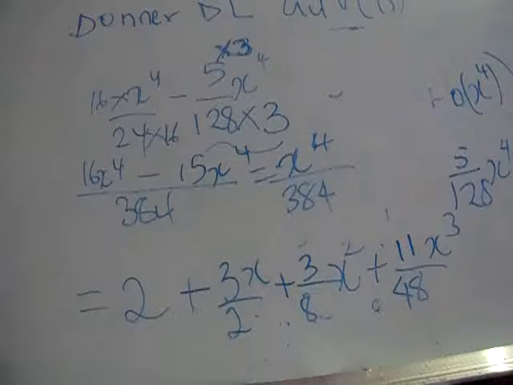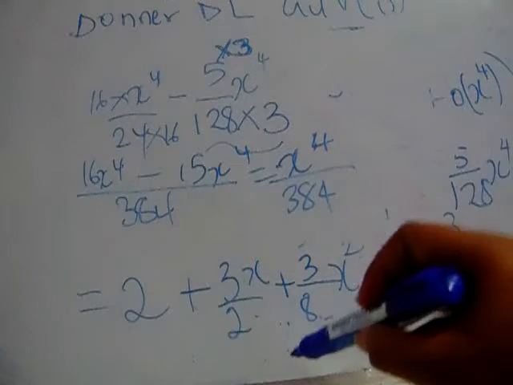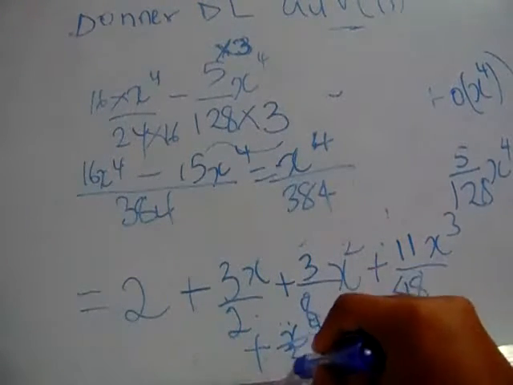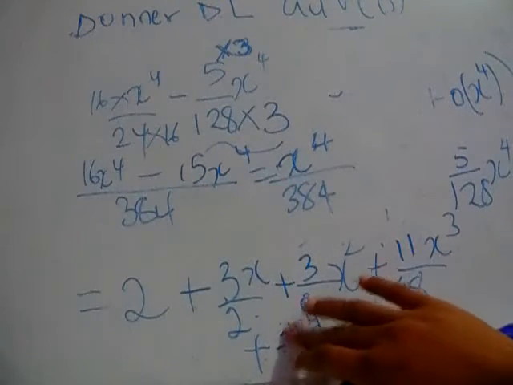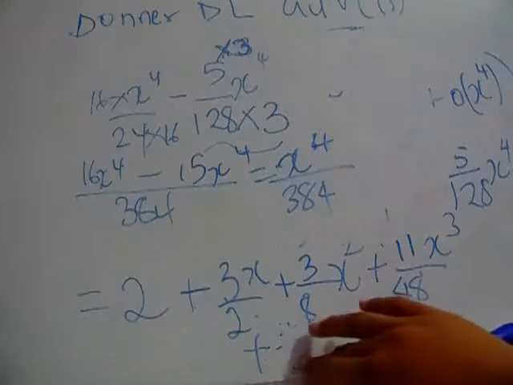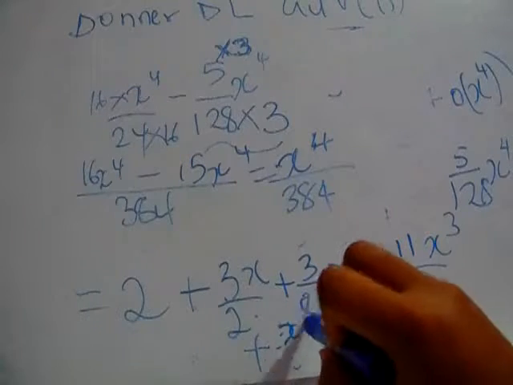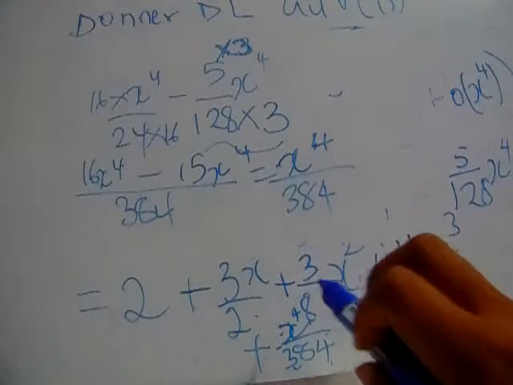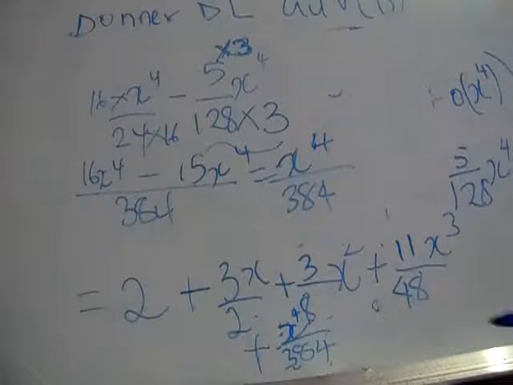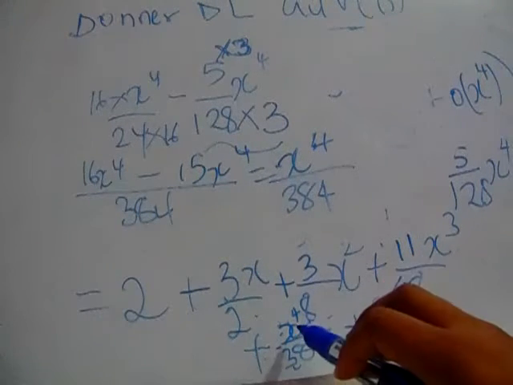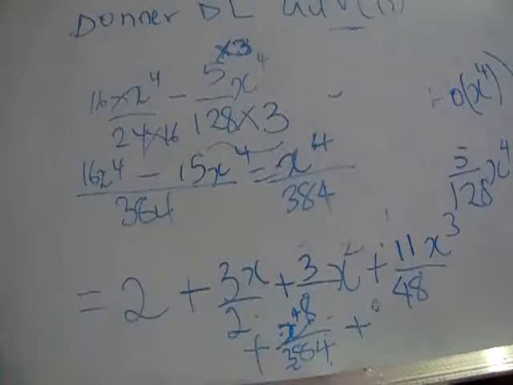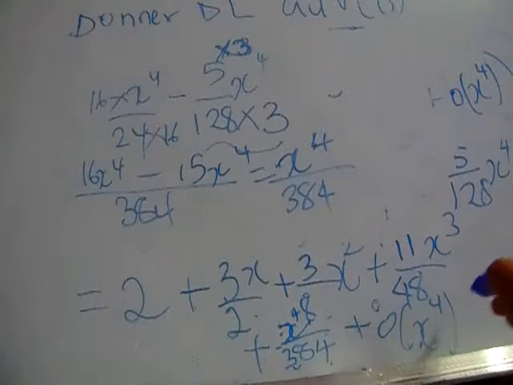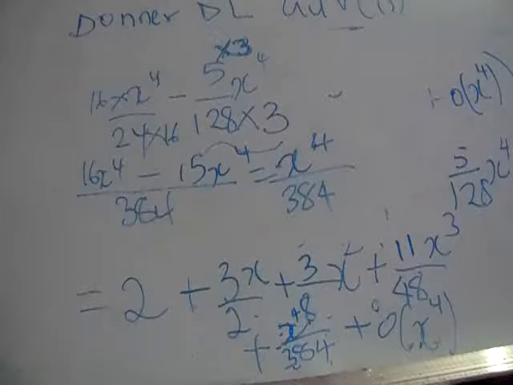So that means this will be plus x⁴ over 384. Let's just write it. So we are stopping at the order of 4. So whatever is left, we just place it to be in our rest. So we just bring back our little o of x⁴.